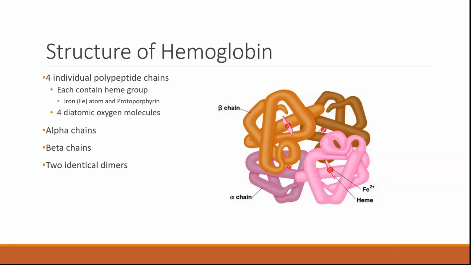So it consists of 2 alpha chains here at the bottom and 2 beta chains. The dimer on the left is known as the alpha 1 beta 1 dimer, and on the right the alpha 2 beta 2 dimer. And you can see here these planar structures labeled as heme with the iron in the center there.